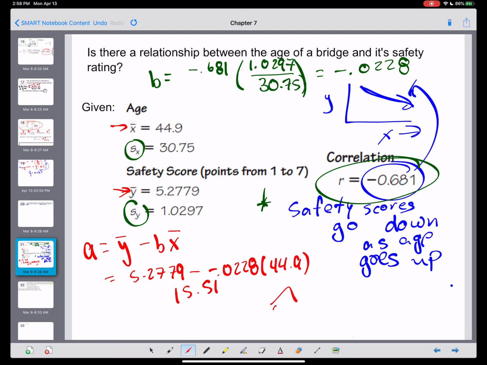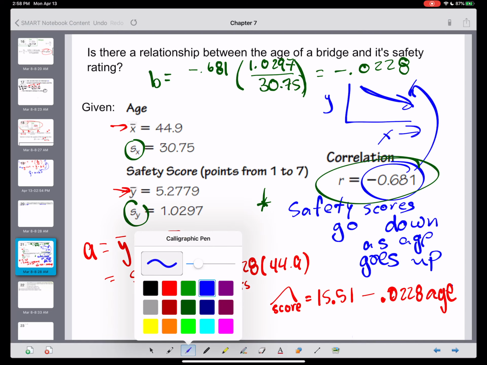Okay, so my equation is safety score. So prediction of score is equal to my y-intercept, which is 15.51. Remember, this 15.51 is points, right? Minus 0.0228 times the age.